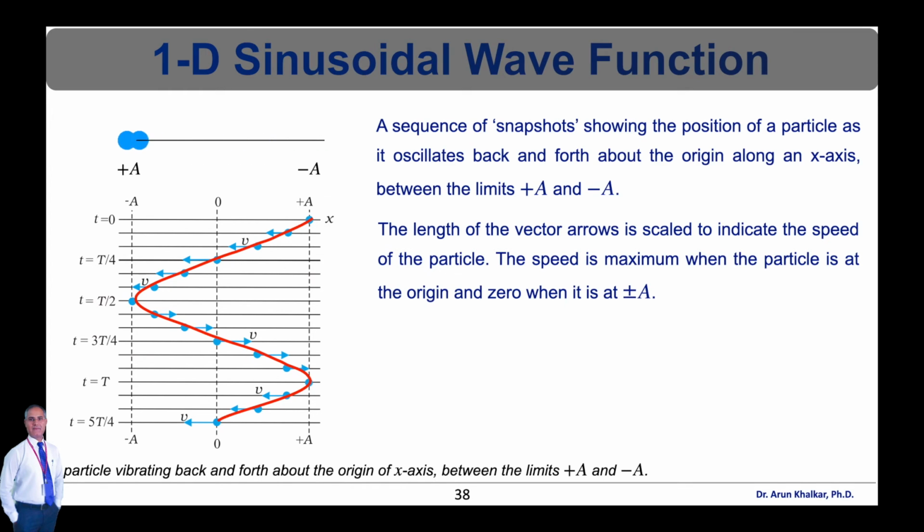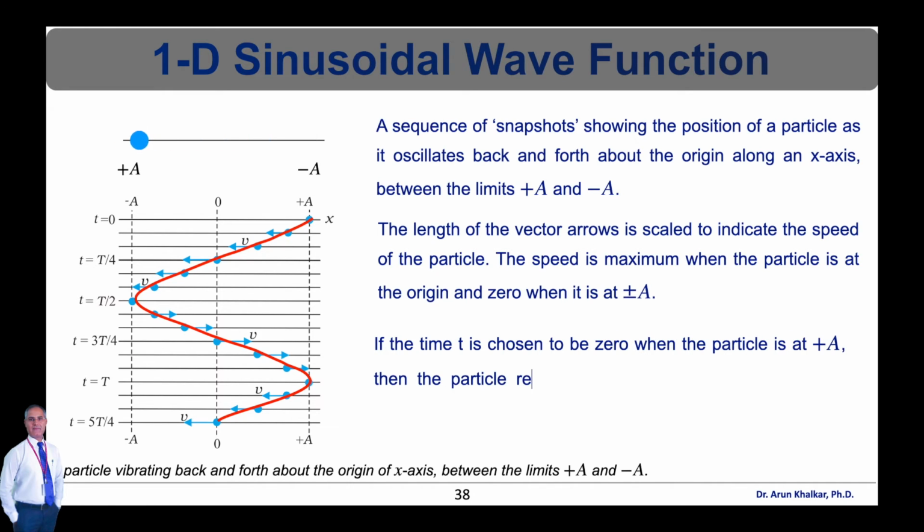The length of the vector arrows is scaled to indicate the speed of the particle. The speed is maximum when the particle is at the origin and 0 when it is at plus or minus a. If the time t is chosen to be 0 when the particle is at plus a, then the particle returns to plus a at small t equal to capital T, where capital T is the period of the motion, and the motion is then repeated.